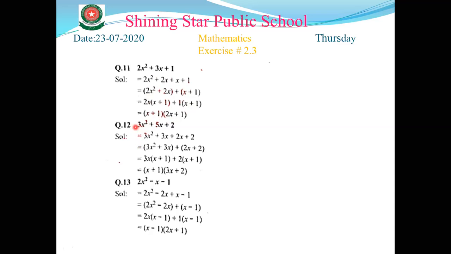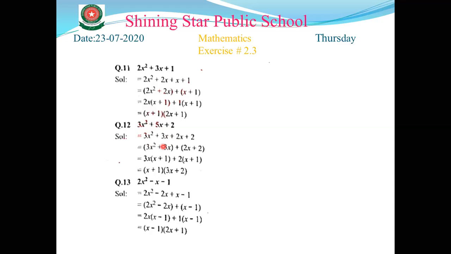Question number 12. 3 2s are 6. So we have to find two numbers. If we multiply them, we must get 6. So the numbers are 3 and 2. Middle term has positive value, so greater value has positive sign. Smaller also has plus, because 2 plus 3 is 5.